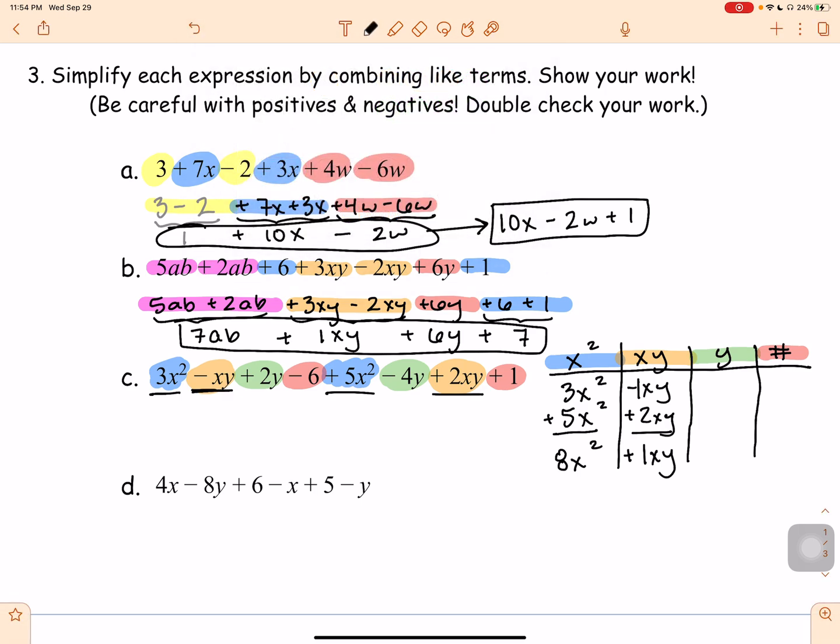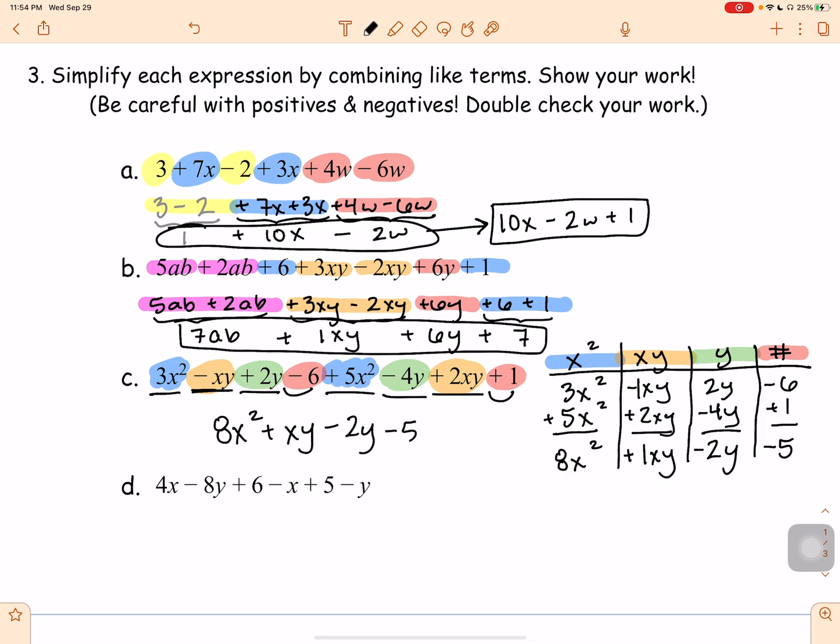And then for the y terms, we had positive 2y minus 4y. So you have to do 2 minus 4 is negative 2y. And then for the constants, with the ones without the variables, we have negative 6 plus 1. So negative 6 plus 1 is negative 5. So then, in case she didn't have it in alphabetical order, now she would look and make sure that she arranges the terms. So now I'm just going to rewrite the answer here. We have 8x squared plus xy minus 2y minus 5. And that would be your simplified expression there.